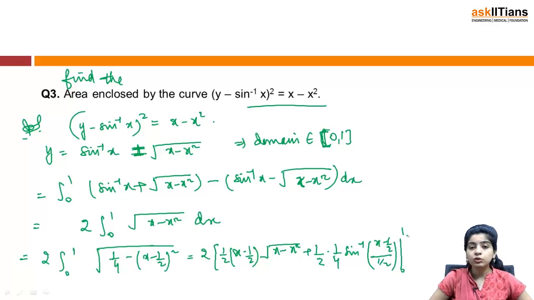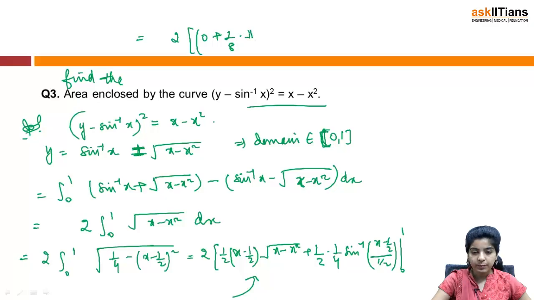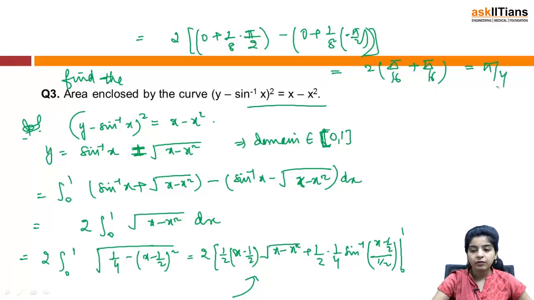Limits would be from 0 to 1, and this is equal to twice, you just put the limits now, substitute the limits. So I have twice of 0 plus 1 by 8 into pi by 2 minus of 0 plus 1 by 8, then we will have minus of pi by 2. So this would be equal to twice of pi by 16 plus pi by 16, that's pi by 4. This is the final answer.